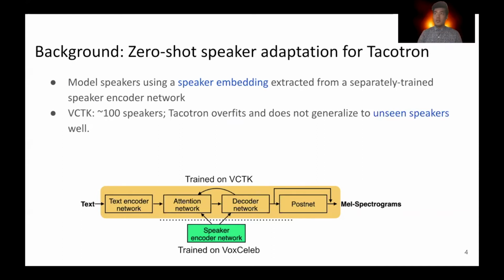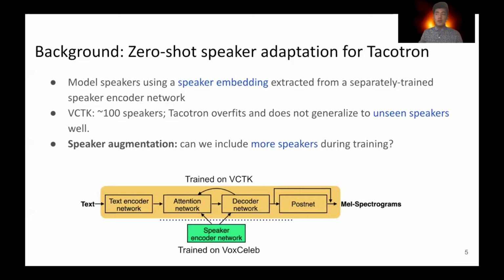Typically, these multi-speaker Tacotron 2 models are trained on VCTK with around 100 speakers. Past experiments have shown that this modeling approach does not cope well with unseen speakers. The research question of this work is to ask, experimentally, whether having a larger exposure to a more diverse set of speakers can help zero-shot speaker adaptation for Tacotron.